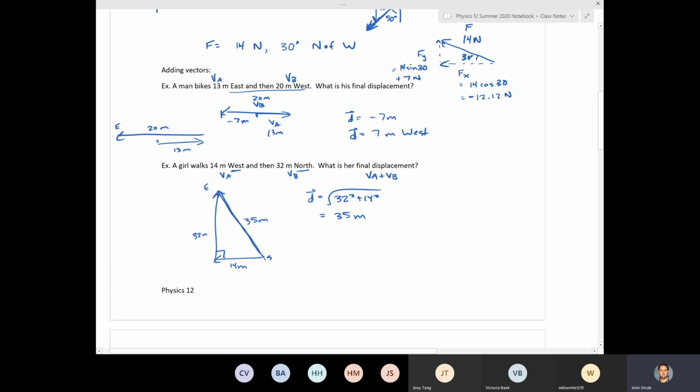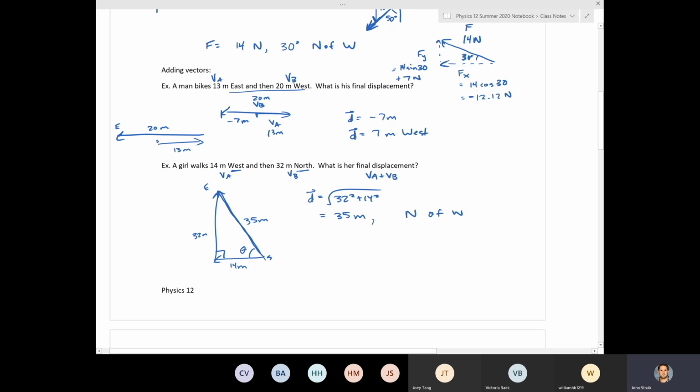Okay. Now think about this. The girl walks 14 meters west and then north of that. So I already know that it's going to be some angle north of west, because she's walking north of her west position. And so that angle north of west is right here, this angle right here. That's formed by going north of west, that angle right there.